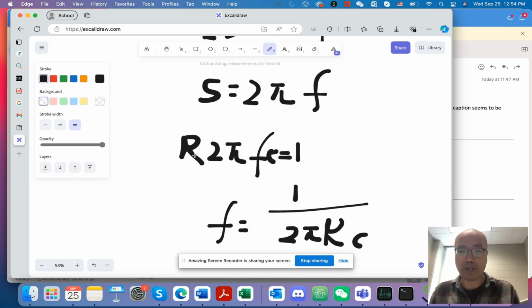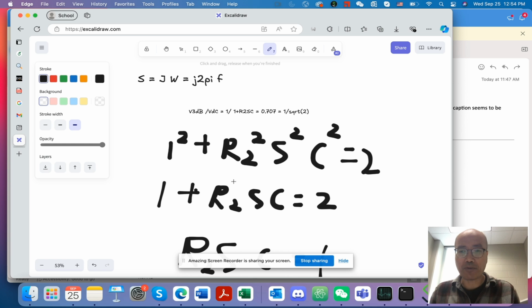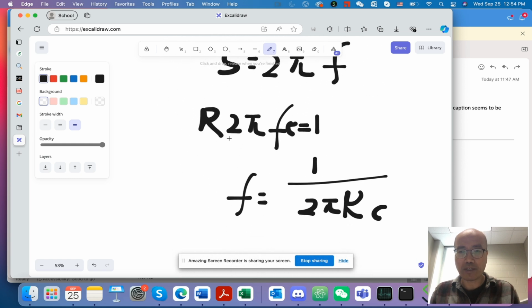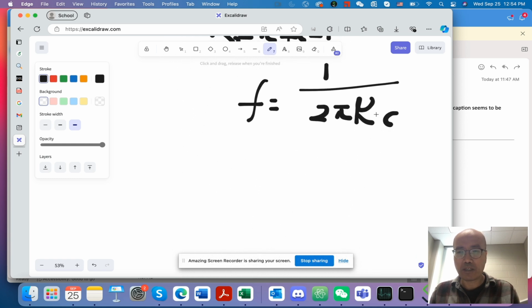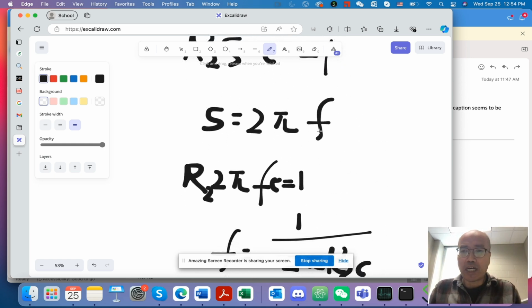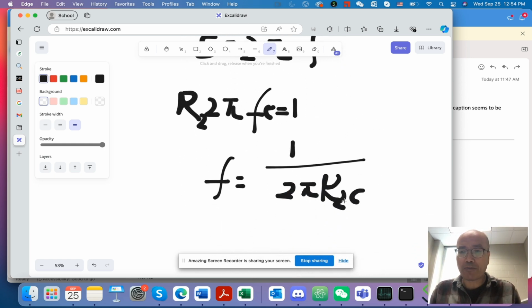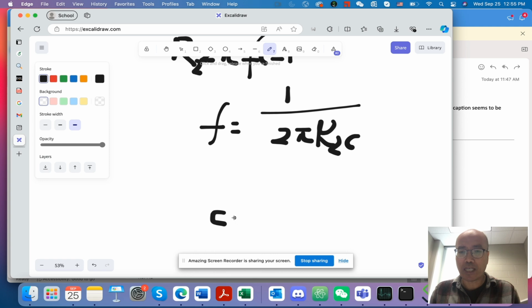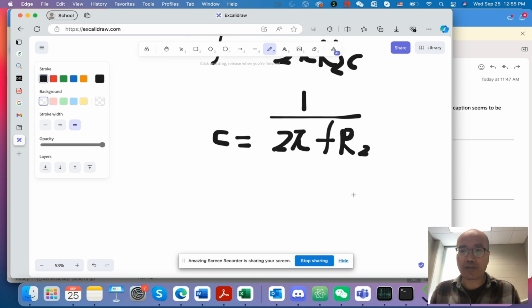I did not write R2 here. R is R2, okay? Let's write R2 here. So f equals 1 over 2 pi R2 C, because we calculate R2, right? And we know f, so we can calculate C. F is 200 kHz, as the question tells you, so C equals 1 over 2 pi f R2. We also know R2, right?